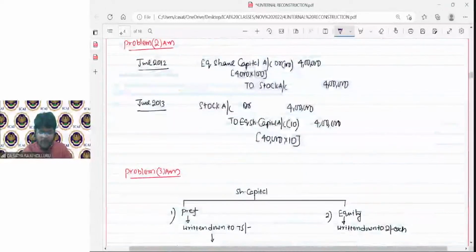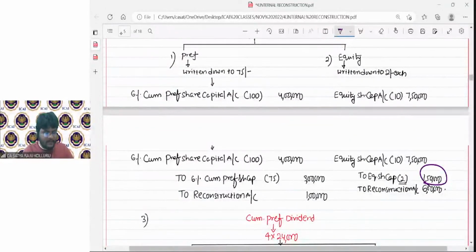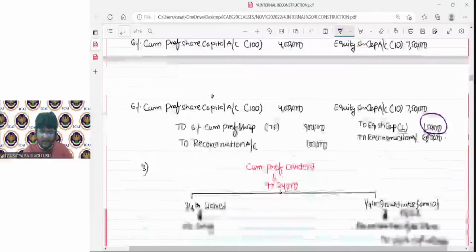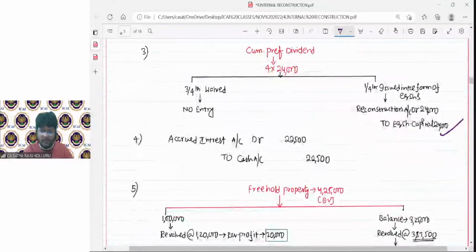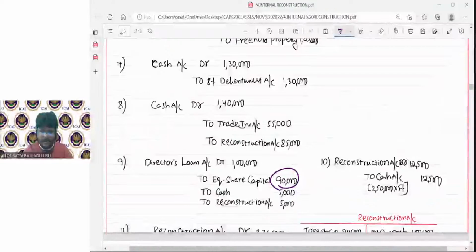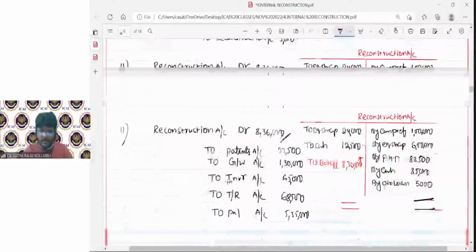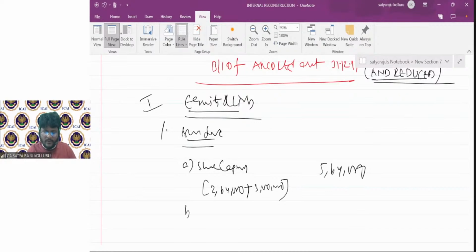Next, go for the preference share capital. In the first entry, 3 lakhs. Credit, only credit aspects. Second entry, no preference share capital. Third entry, no preference. Fourth, nothing. Fifth, nothing. Sixth, nothing. Seventh, eighth, ninth, 10th, nothing. Only one thing here, that is 3 lakhs. So 2,64,000 plus 3 lakhs, 5,64,000 is the share capital.